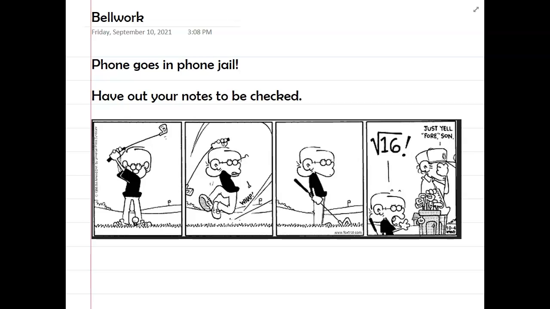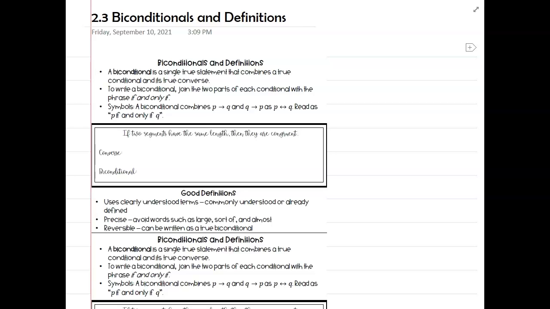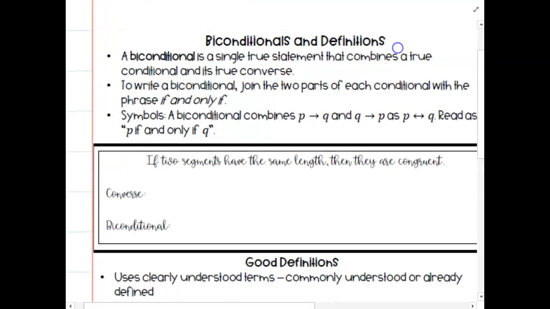As yesterday, we're doing similar things. Today we're going to talk about what's called a biconditional and our definition. So yesterday we talked about conditionals. If you remember, a conditional was an if-then statement.